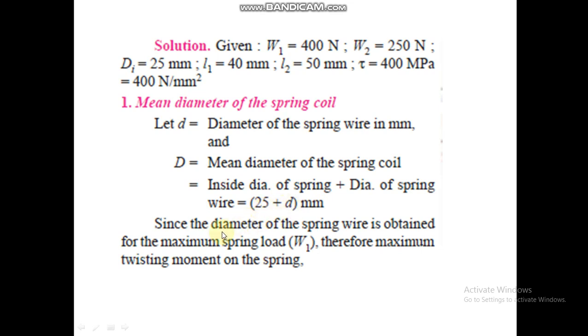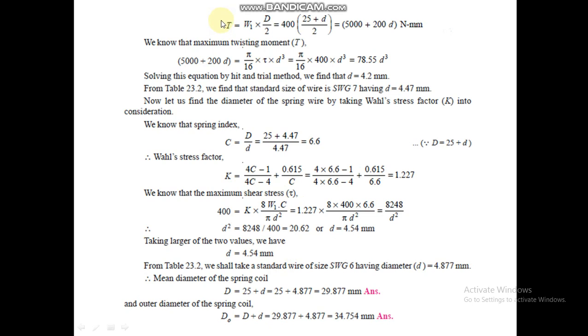Since the diameter of the spring wire is obtained for the maximum spring load W1, therefore we take the maximum twisting moment of the spring. So torque will be load into radius. Load is 400, the maximum load, and the radius is half of the diameter, which is (25 plus d) divided by 2. So this is your torque. You also know the formula: torque is equal to pi by 16 tau d cube. Put the value of shear stress and you can easily calculate the diameter, small d.